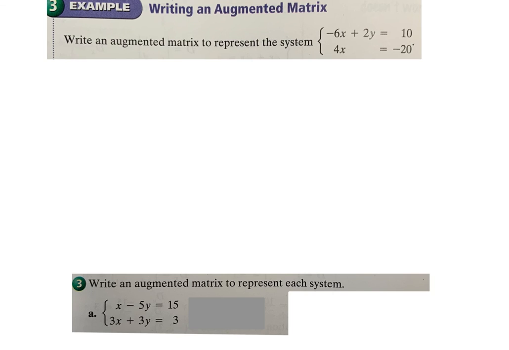Your goal for an augmented matrix is actually to use the identity matrix to solve these. And so you set up not multiple matrices, but you set up one. And you use your coefficients, negative 6, 2, 4, 0. And then you do this line and you put your answers over here. Okay? And your goal with this one is to make the left side look like the identity matrix.